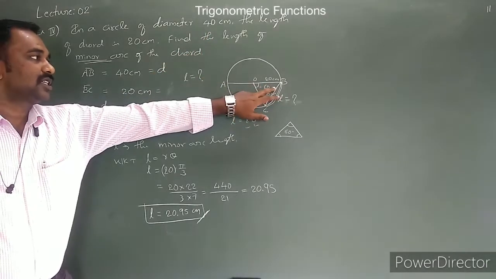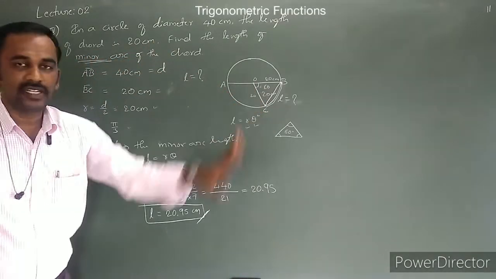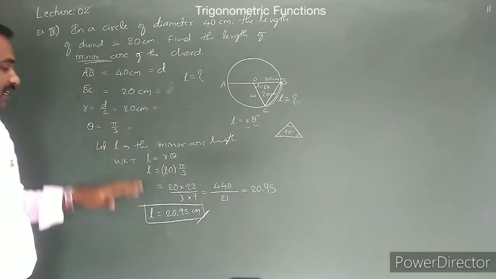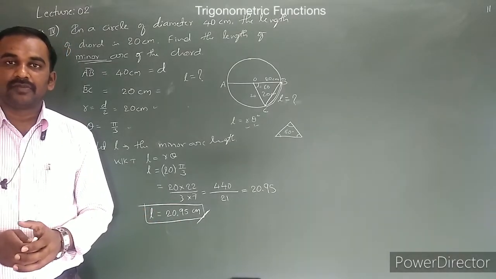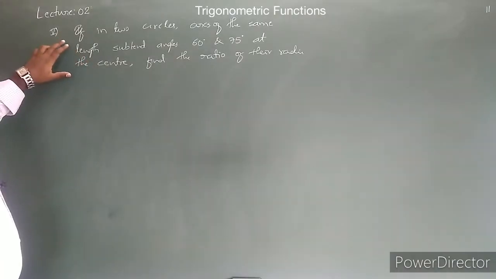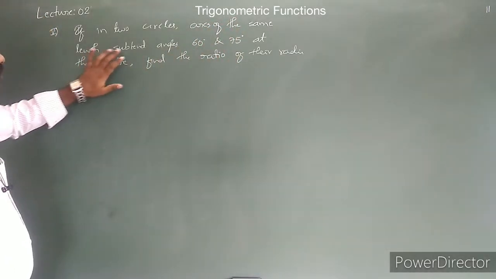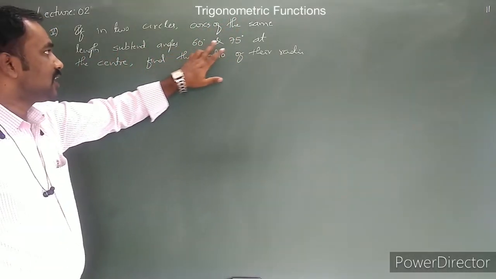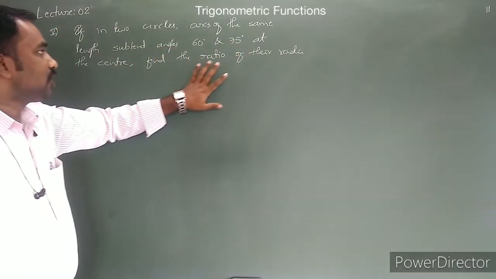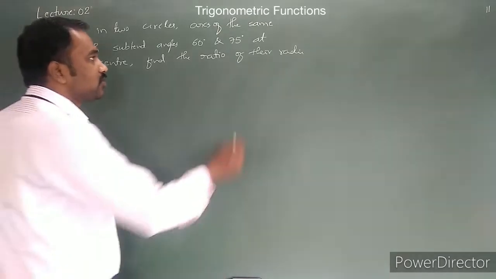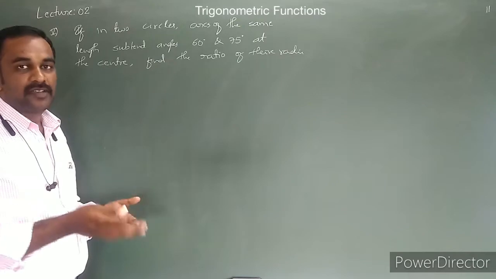A circle having diameter 40 centimeter and one chord of length 20 centimeter: in that case, the minor arc length is 20.95. Now the next problem. In two circles, arcs of the same length subtend angles 60 degree and 75 degree at the center of the circle. Find the ratio of their radii. Radius is singular, radii is plural.